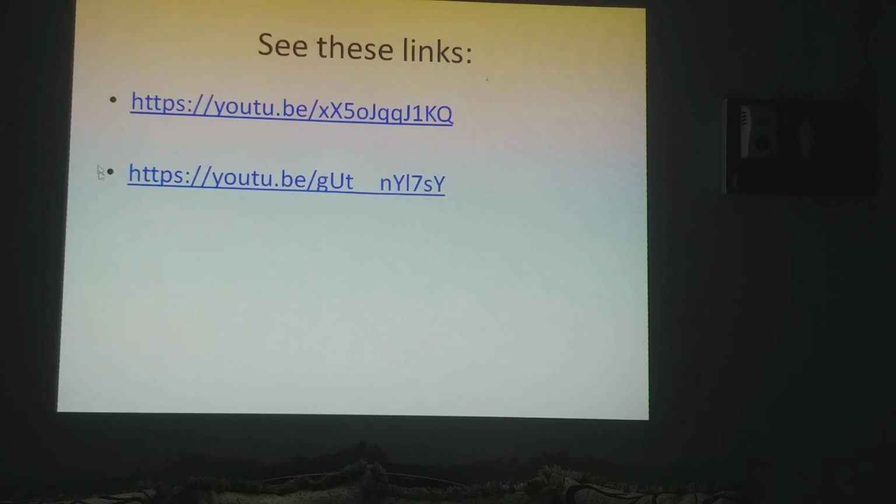These are the two links which you can see, and go through them. They will explain what phototrophy and chemotrophy are.